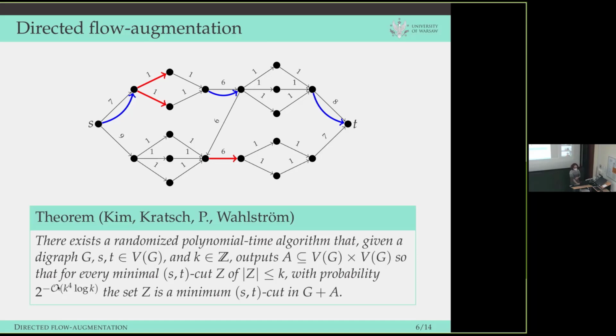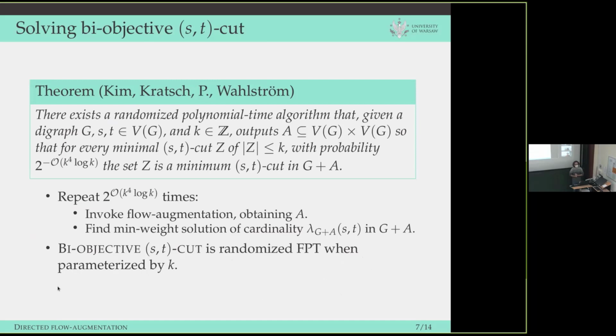So let me continue with the prepared material. For this bi-objective problem, with this theorem we have a randomized FPT algorithm. If you have a success probability that is an inverse FPT function, you repeat it an FPT number of times to get a standard constant success probability. So we repeat, get this flow augmentation, add these edges to the graph as undeletable edges, and ask: what's the minimum weight cut among the minimum cardinality cuts in this augmented graph? You compute it, and from all the rounds, you return the cheapest solution you found.